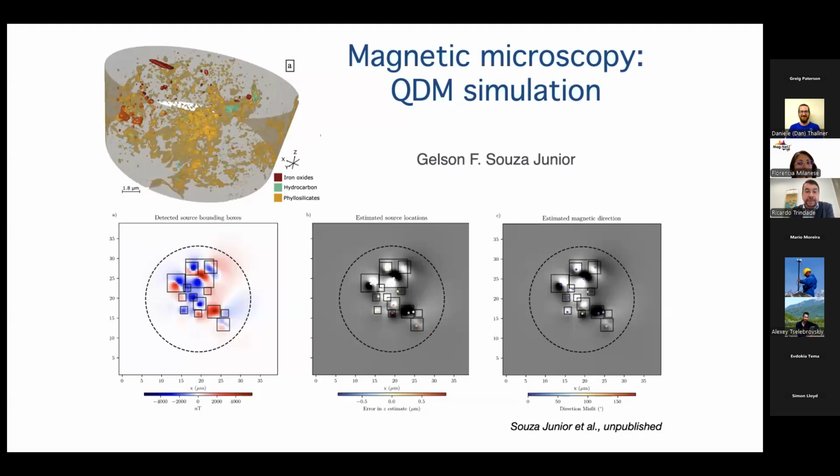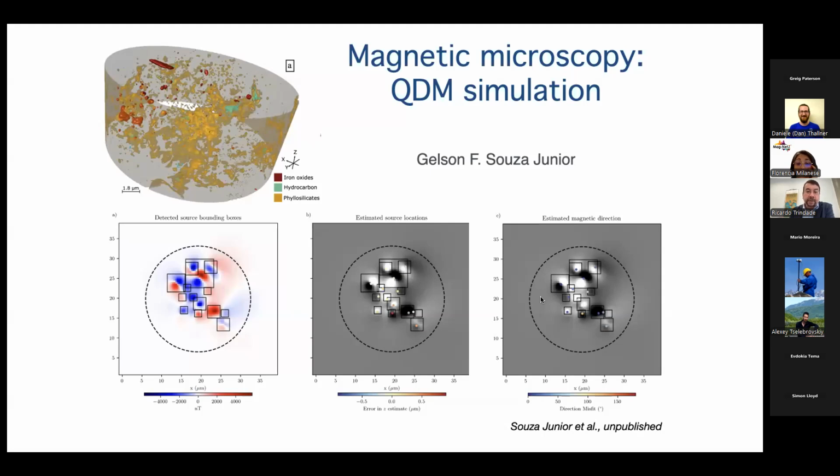So this is the pillar that was measured by Wallace in the synchrotron, here at the top. Here we have a simulation of the magnetization provided by those grains if we measure at the top of the pillar with the QDM. And on the right, we have the estimation of the location of those sources, which is made automatically by this algorithm. And then the magnetic directions estimated using Gelson's software.